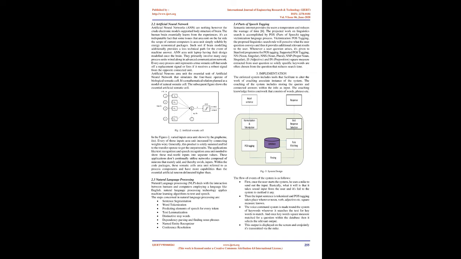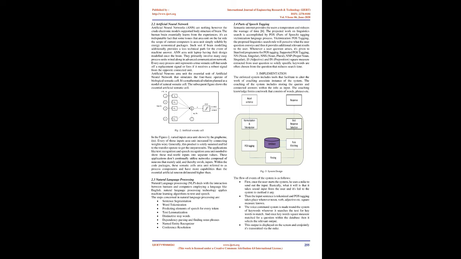Applications like text recognition and speech recognition are required to turn these real-world inputs into discrete values. These applications do not always utilize networks composed of neurons that simply add, and thereby smooth, inputs. Within the software packages, these neurons are referred to as processing elements and have more capabilities than the basic artificial neuron described above.